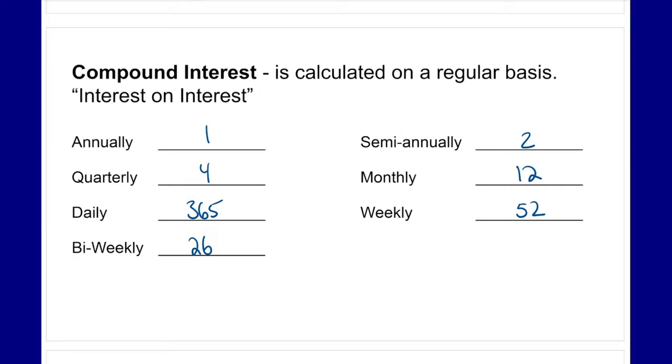And we'll see that appear in questions because it will tell us it's compounded daily, quarterly, whatever the case may be. So that's also a key indicator that we are looking at compound interest rather than simple interest.